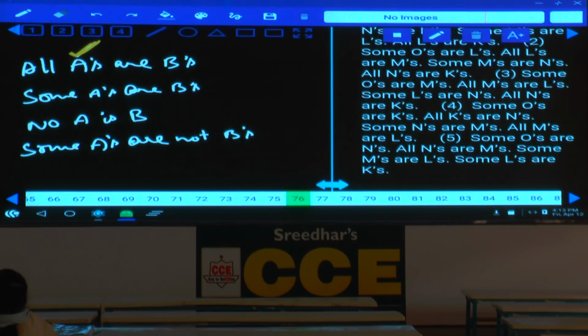A tick represents distribution, that is concluded, and B stands for we are not 100% sure. Then what about "some A's are B's"? Now in "some A's are B's", neither A nor B is distributed. We are not 100% sure about these two. And in "no A is B", both these two are distributed. And in "some A's are not B's", A is not distributed, B is distributed.